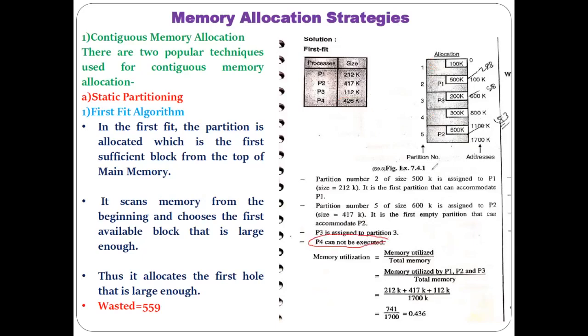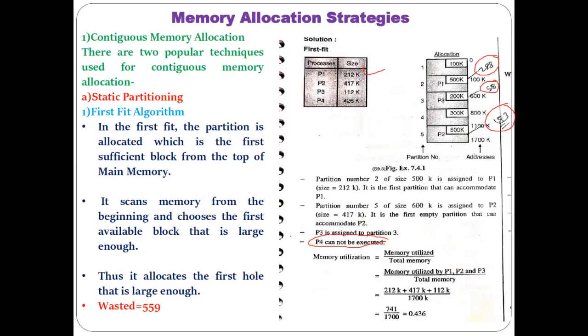Understood? Now, if you see partition number 2, where we allocated the 212K size process, there is an unused memory of 288. In partition 3, there is an unused memory of 88. In the next block, the unused memory in the case of partition 5 is 183.